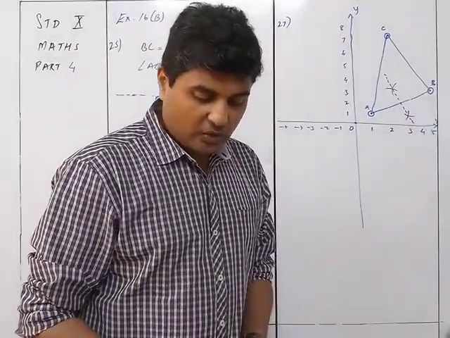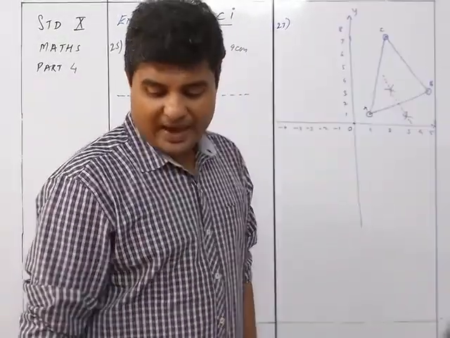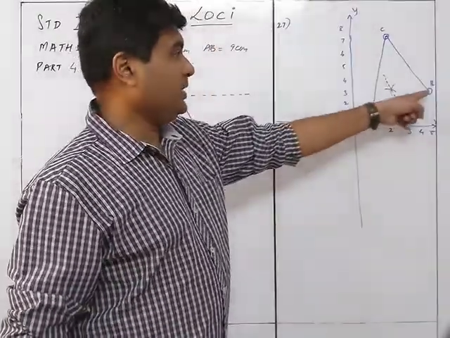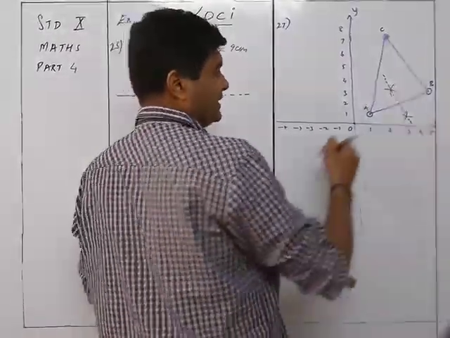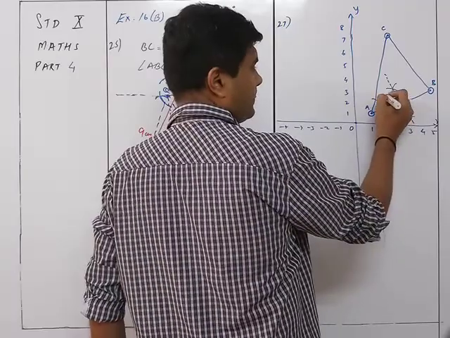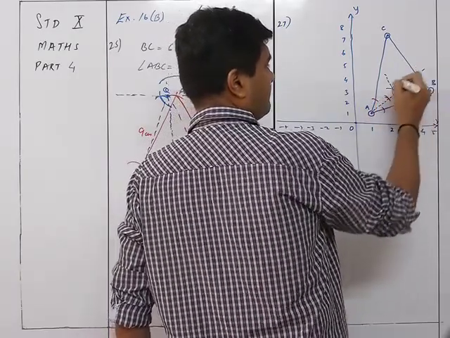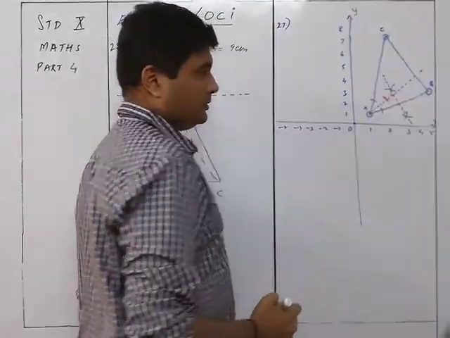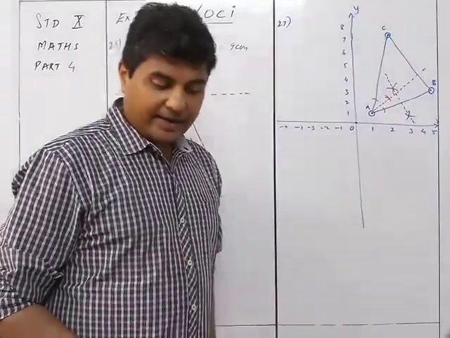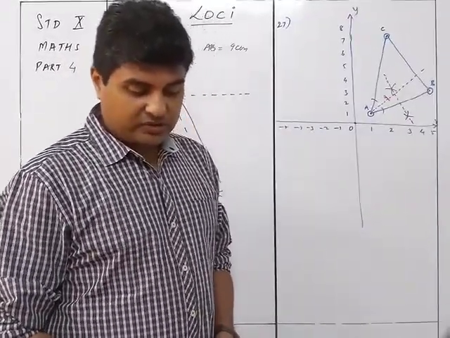Second one, construct the locus of point equidistant from AB and AC. AB and AC will be the angle bisector. इसका angle bisector. The red color angle bisector. So that will be the answer to question number 3.